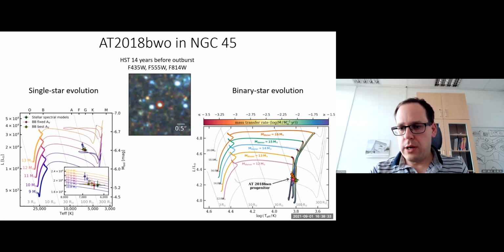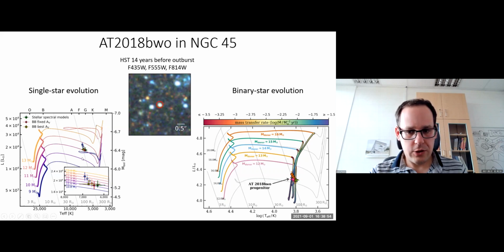2018 BWO in NGC 45. The big advantage of this transient is that it has HST images about 14 years before the outburst in 3 bands, which allowed us to determine the temperature and luminosity of the progenitor. We can show it in a Hertzsprung-Russell diagram, such as is shown here.